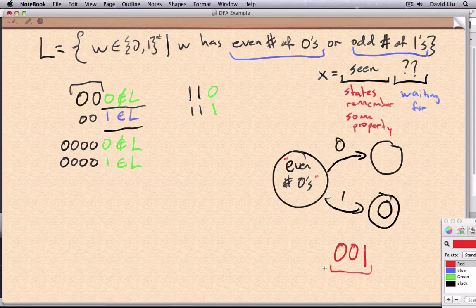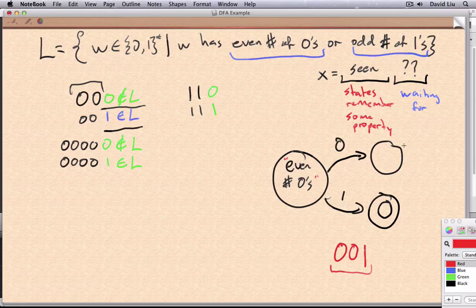That tells me that not every string that has an even number of zeros reaches this state. And this is a hint that whatever I've written here isn't really specific enough. But there's another problem too. So what if I took this string 001 and I said, oh, it's an even number of zeros, therefore it should reach this state. And then what happens if after reaching this state, I read in a 0?